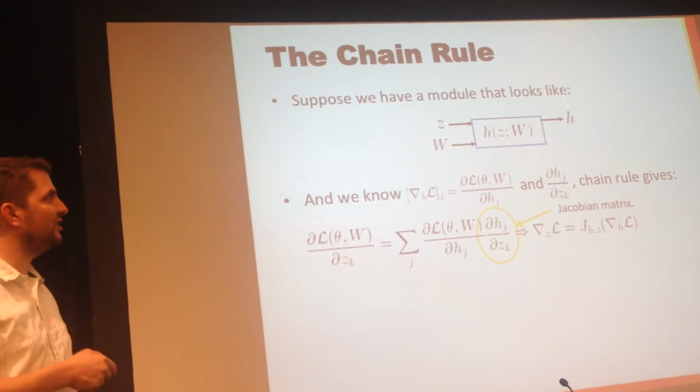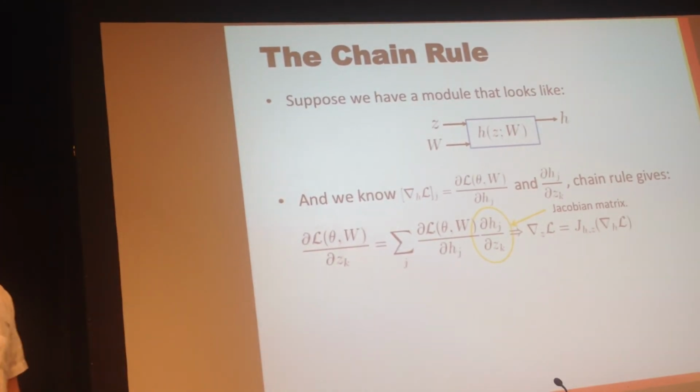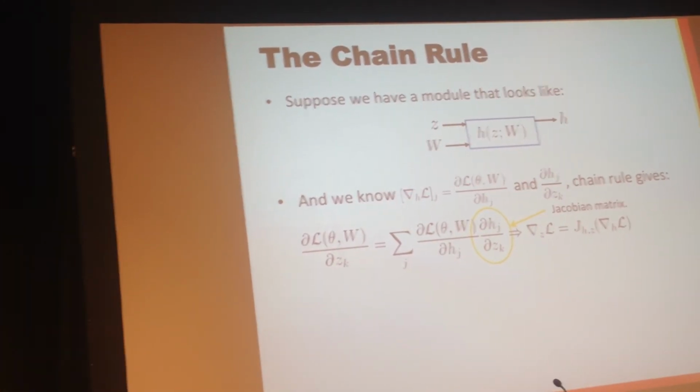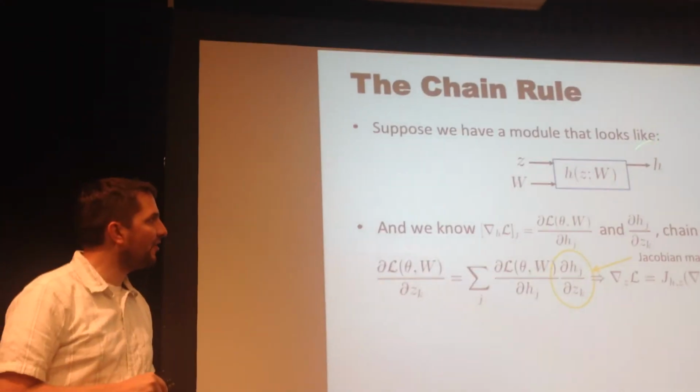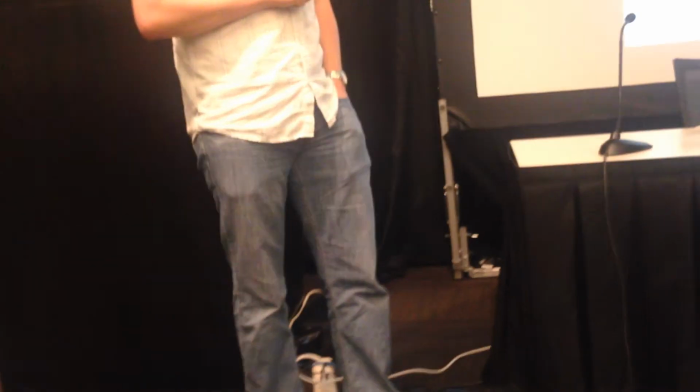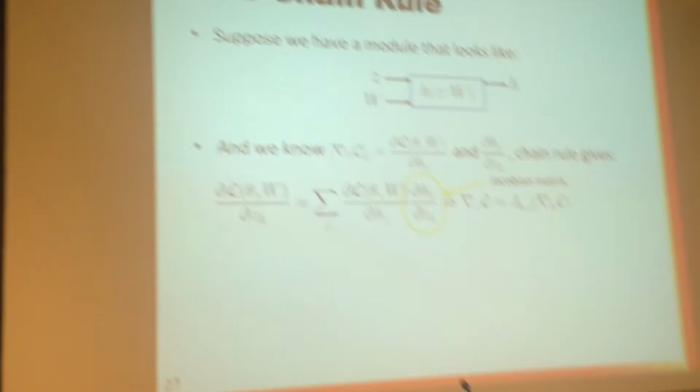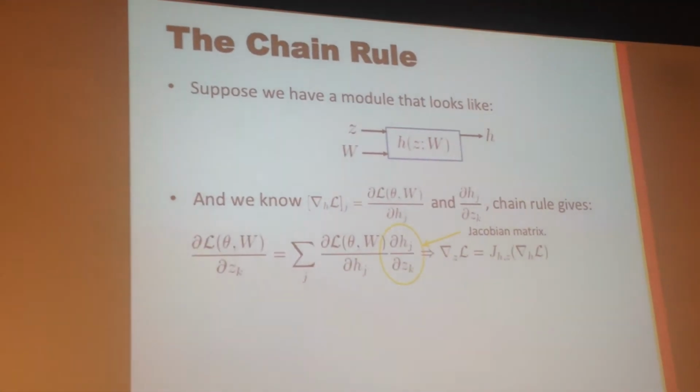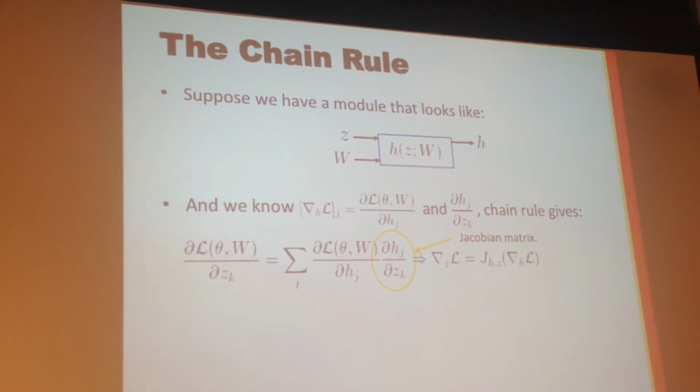Says if you could change h in the following way, I could give you a better objective value. The question then is, how can I use that information to figure out the gradient with respect to z so that I can tell the next guy in my assembly line what to do? How can I also figure out the gradient with respect to w that tells me how to make my function work better? The way we do this is to use the chain rule.